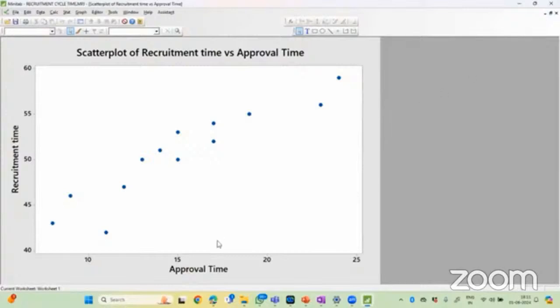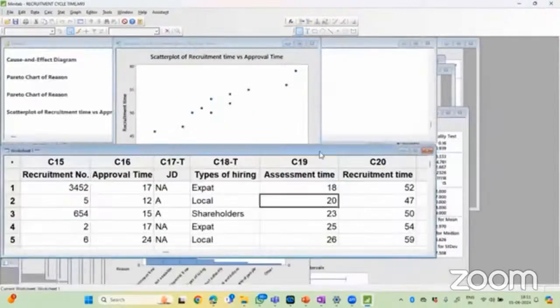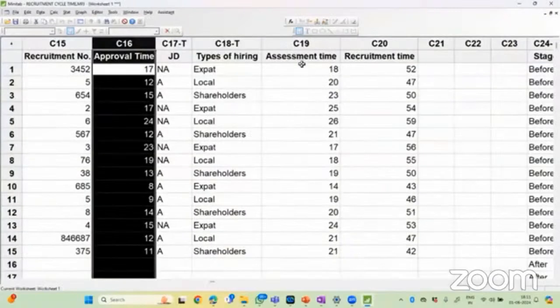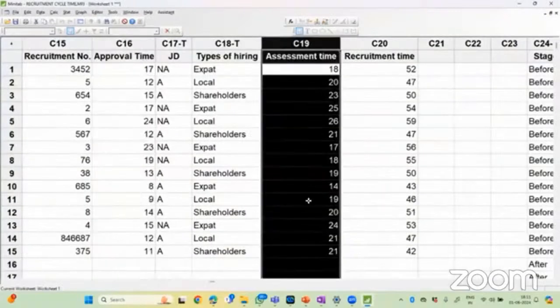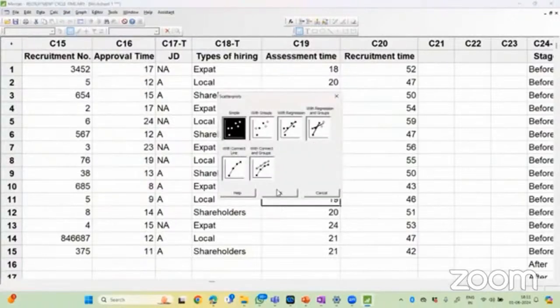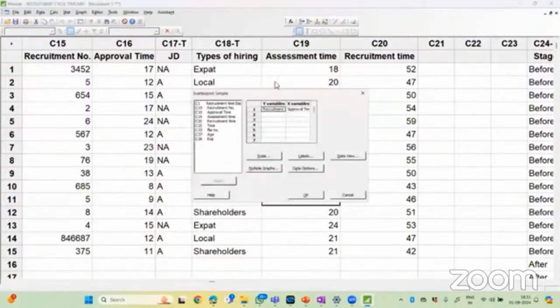That means I've got a root cause, I validated the root cause. If I reduce my approval time, cut down on lots of unnecessary steps there, it will improve my recruitment time. Okay, so I got one root cause, which is approval time. Now let us look at assessment time. Assessment means time taken to assess the candidate. Is it affecting my recruitment time? Okay, let us see. I will just take assessment time.